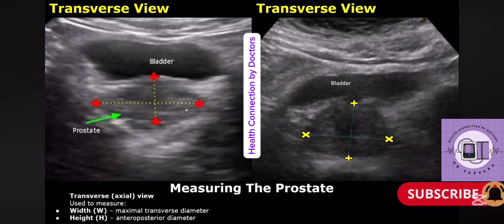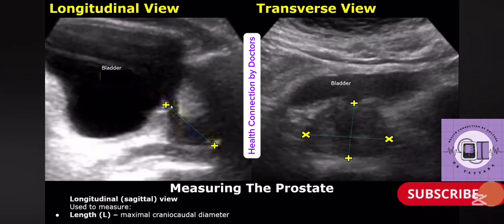The sagittal or longitudinal view is used to measure the length, which represents the maximal craniocaudal dimension of the prostate. This view is obtained in the midline of the gland.